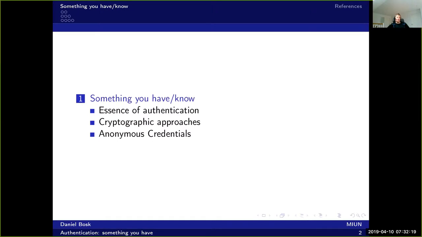And then we are going to talk about some general cryptographic approaches and show how this differs from what we've talked about before. And finally, we're going to talk about anonymous credentials, which is a particular cryptographic system for doing this. But all cryptographic approaches require the user to have something, because no user can do these cryptographic computations in their head. So it's going to be difficult.